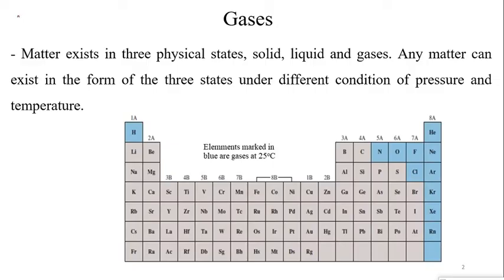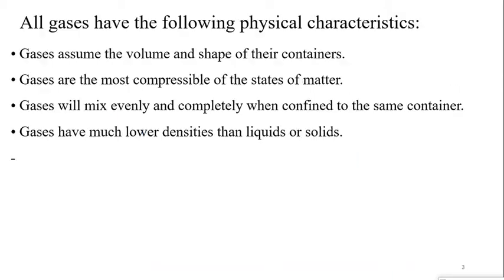We all know matter exists in three physical states: solid, liquid, and gases. Any matter can exist in one of those three forms under different conditions of pressure and temperature. If you look at this periodic table, you can see the elements that are marked in blue. Those are the elements that are found as gases at room temperature.